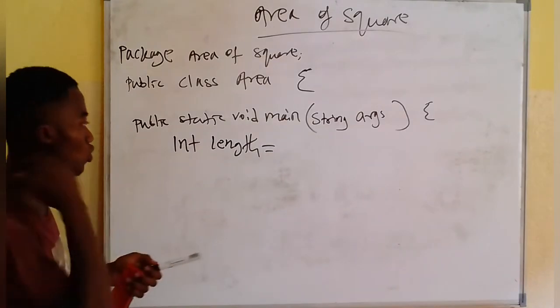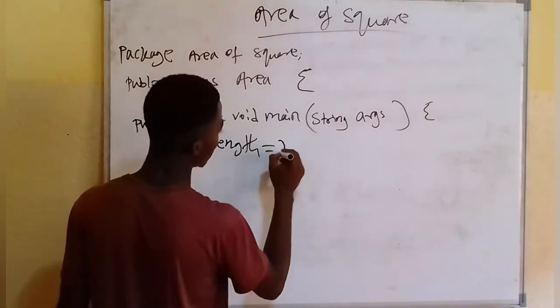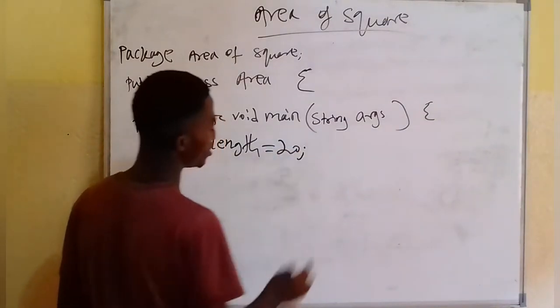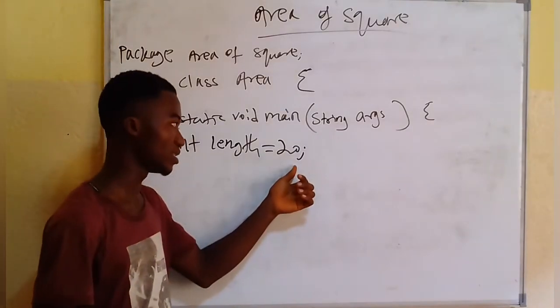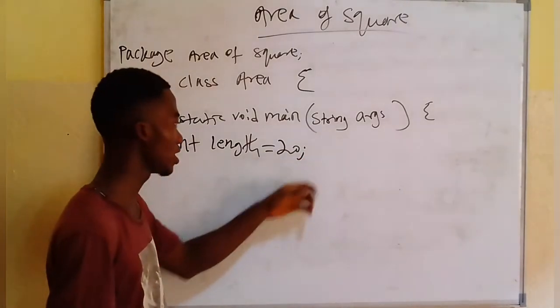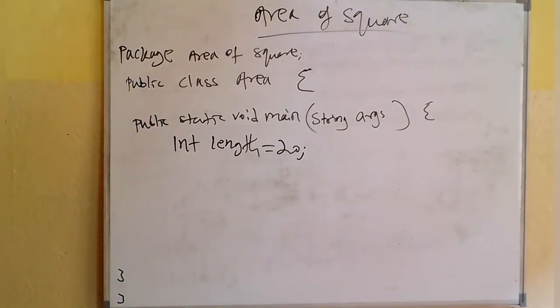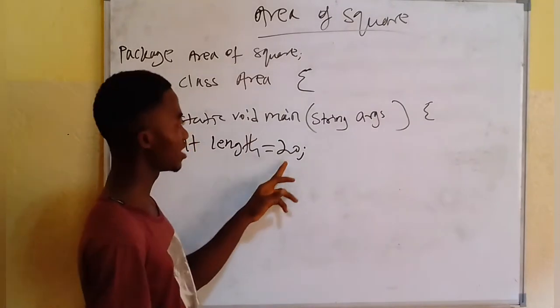Now, if I want to assign any value to this one, let's say for example I say 20, okay, and then you give this semicolon, that is, you have terminated this code here. So we end this particular statement by giving this semicolon. Okay? Now, this is what we call declaration and initialization.